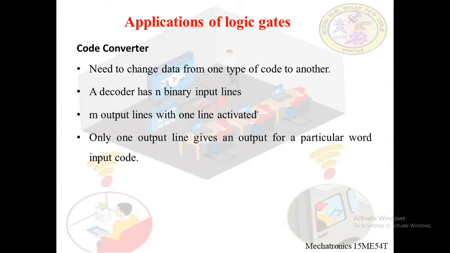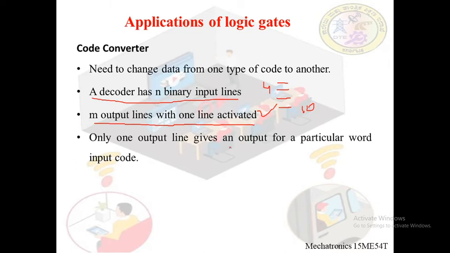See here we have m output lines, it is indicated. Suppose the decoder that we are using gives the output in the decimal format, therefore I must have 10 pins. If the input is a 4-bit binary code, it is enough that the input has only 4 pins. So that is why we say a decoder has n binary input lines and m output lines with one line activated.